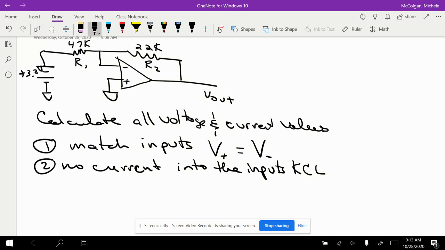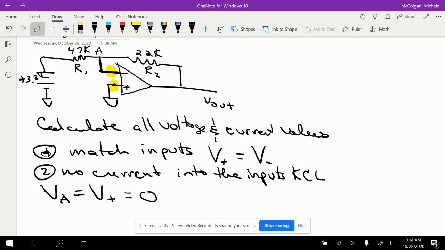Okay, so what we're going to start with is right here. So I've got right here and here, we're going to match these voltage values by number 1 here. So let's call this point A. All along here is at the same voltage as at A. So we're going to say VA is equal to V plus right here, and that's equal to 0.